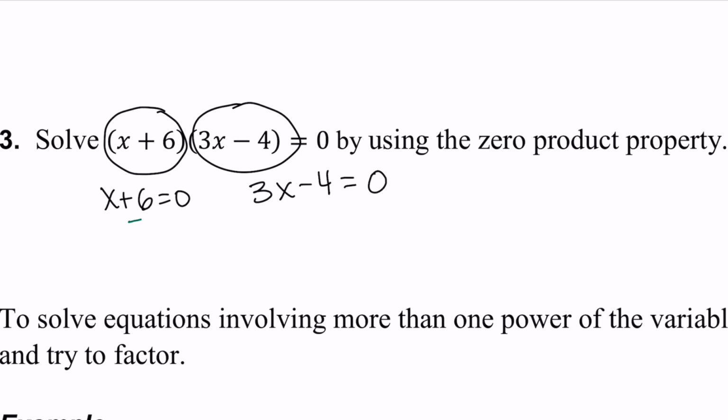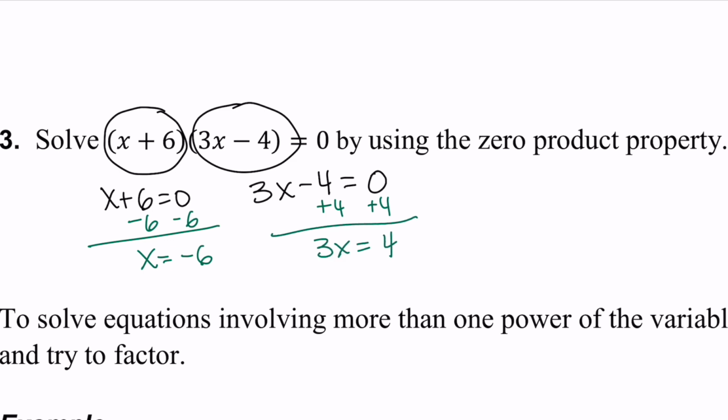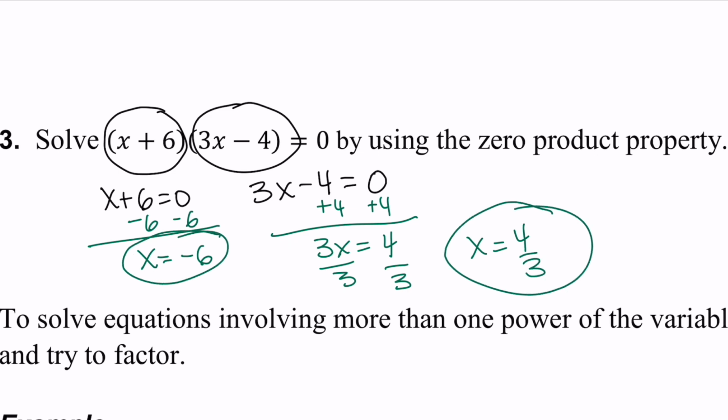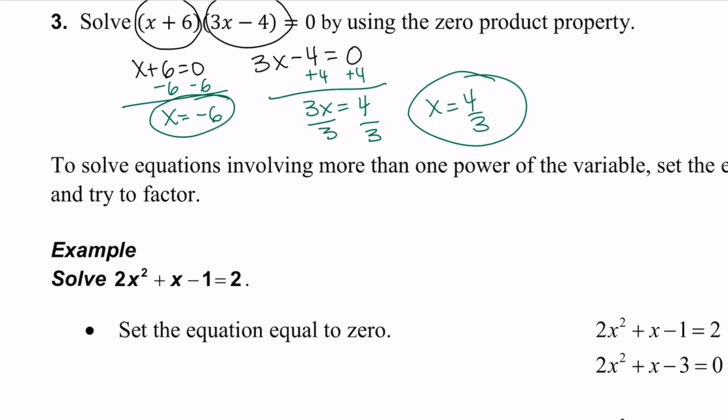We subtract 6 from both sides and we get x equals negative 6. We add 4 to both sides and then divide by 3, and so x equals 4/3. So our two answers are negative 6 and 4/3. Both of those will make it equal 0 if you plug them in.